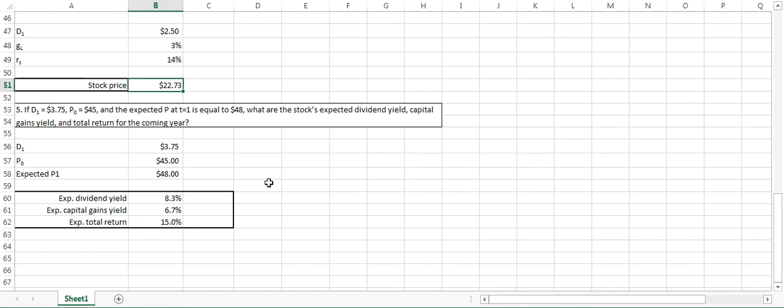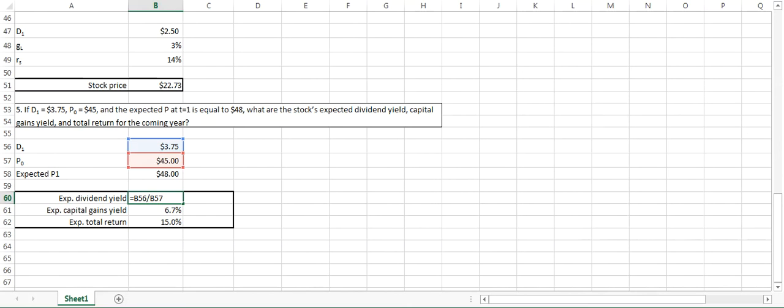And number 5 tells us that D1 is $3.75, the price of the stock is $45, and the expected price at T equals 1 is $48. What are the stock's expected dividend yield, capital gains yield, and total return for the coming year?